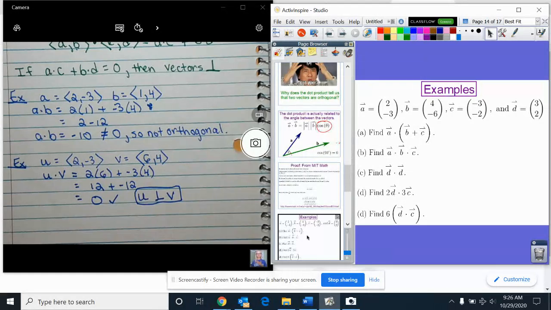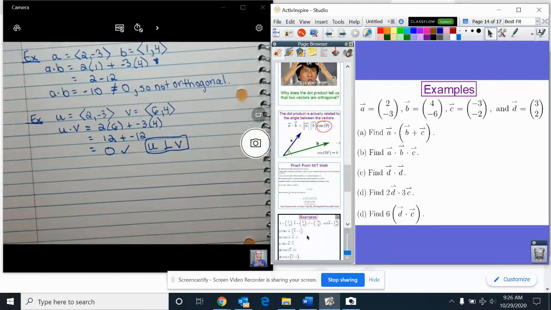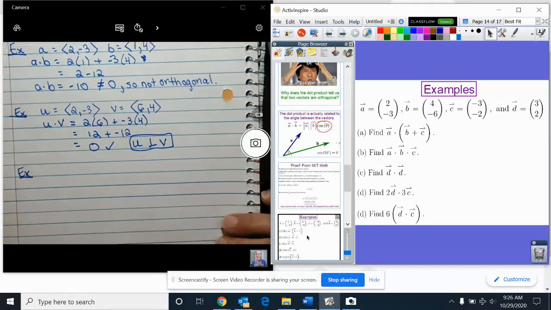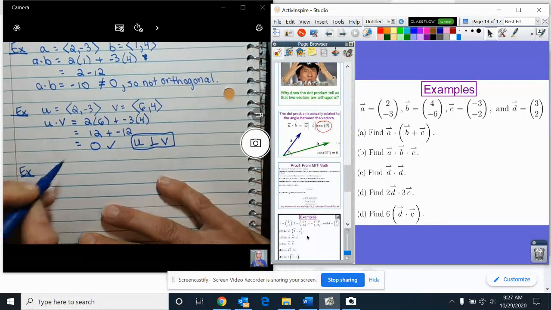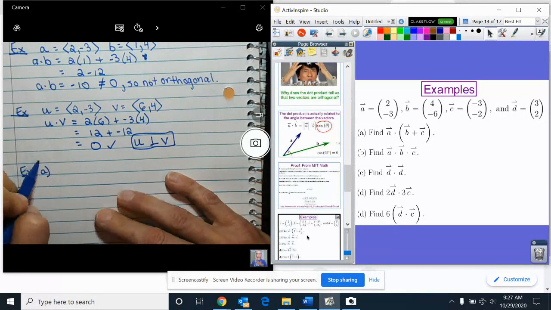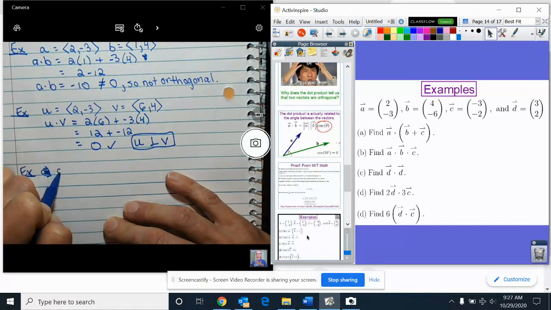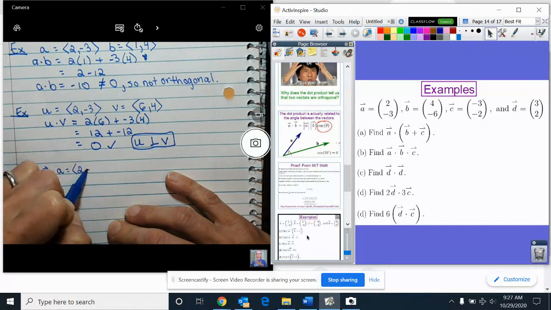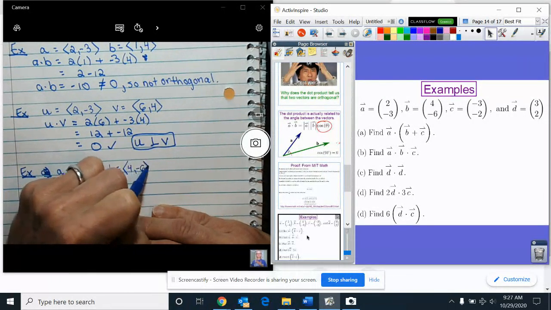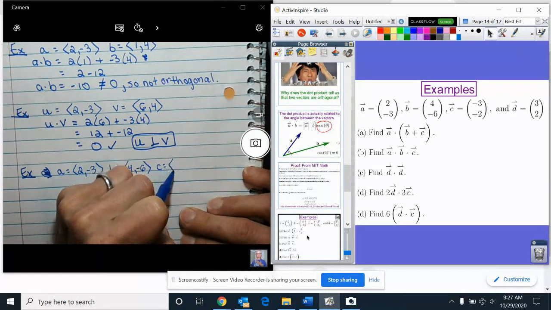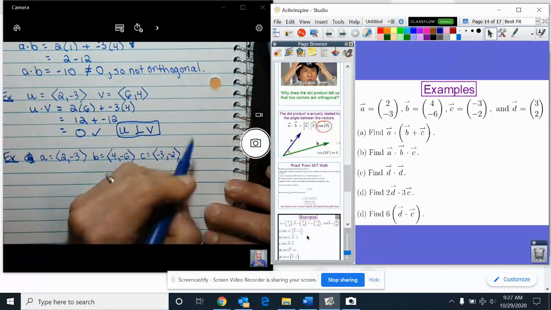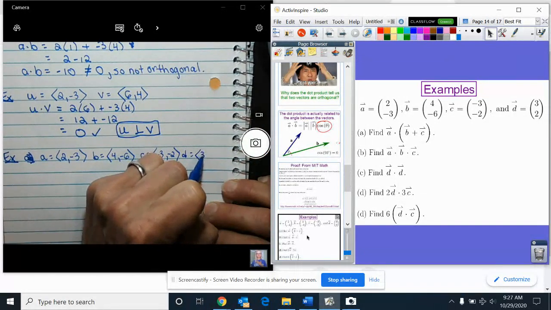Okay, I am going to go through a couple examples from this slide. The first one I want to show you is A. So remember these vectors. Actually, I'm going to write this here. Vector A is 2, -3. Vector B, 4, -6. Vector C, -3, -2. And vector D, 3, 2.